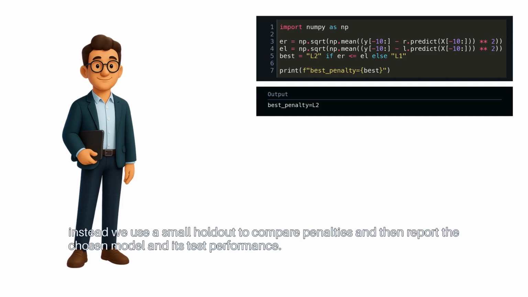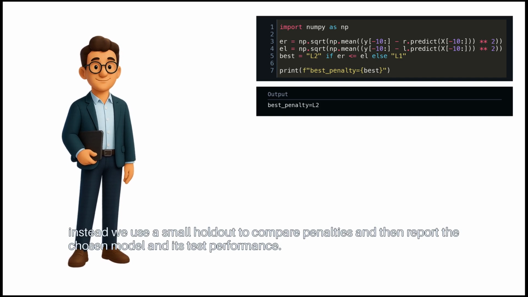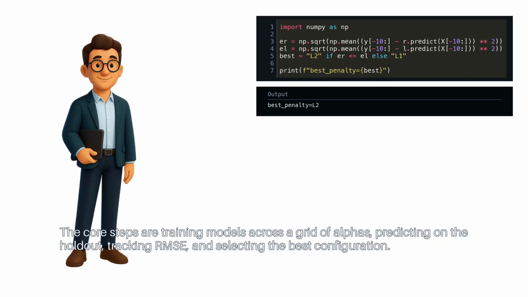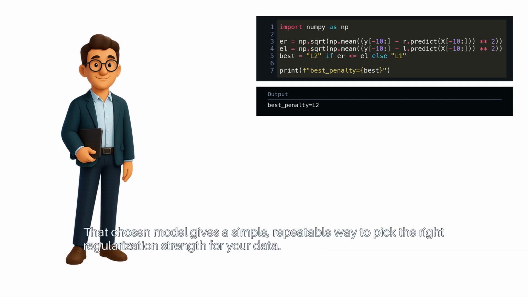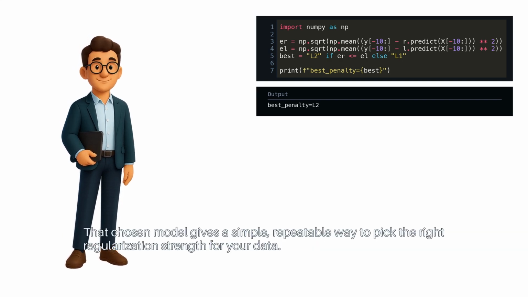Instead, we use a small holdout to compare penalties and then report the chosen model and its test performance. The core steps are training models across a grid of alphas, predicting on the holdout, tracking RMSE, and selecting the best configuration. That chosen model gives a simple, repeatable way to pick the right regularization strength for your data.